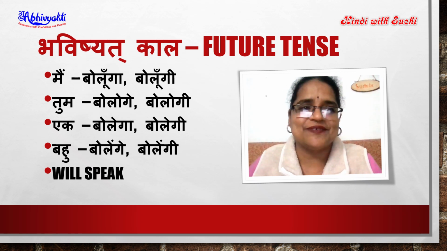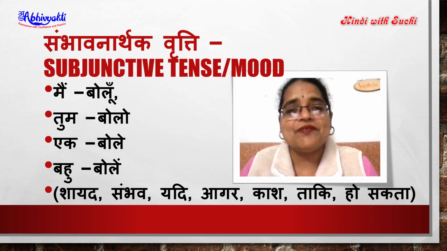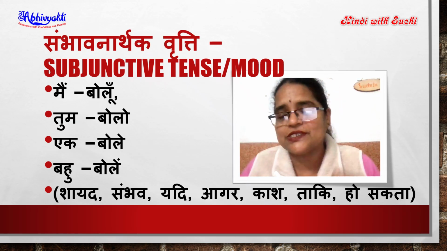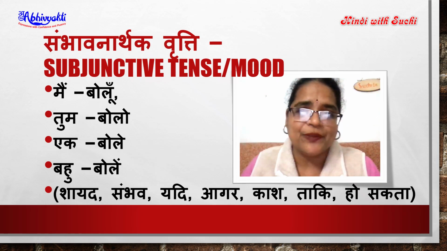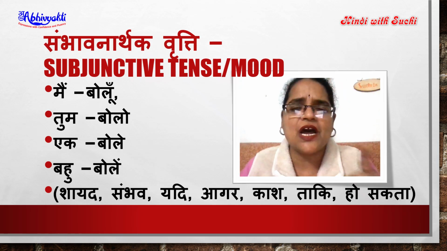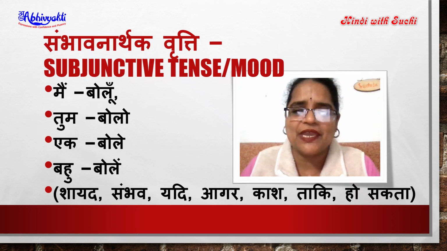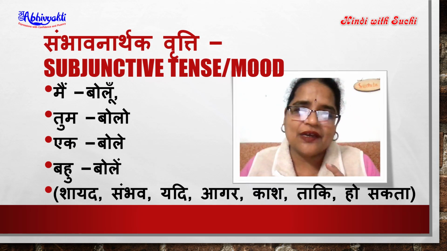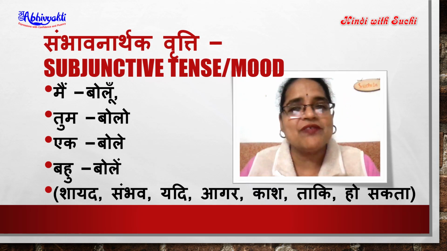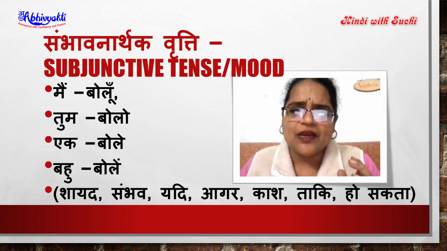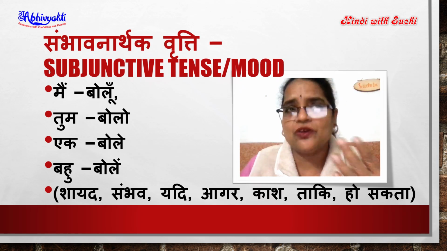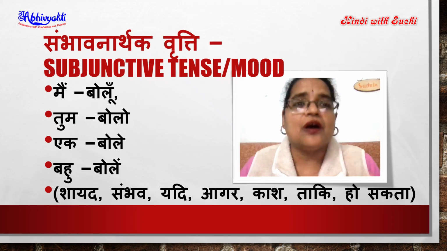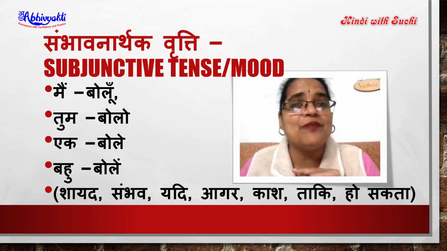Let's have the subjunctive mood in Hindi. Again, here we have the 4 forms. If you observe the forms properly, all we are doing is take out the ga, ge, gi from the future, and what remains, that is used for subjunctive mood. In Hindi, we call it Sambhavanarthak Vritti. Mostly used for actions you're not sure of. It's a condition, or you're not sure of the time of the action.